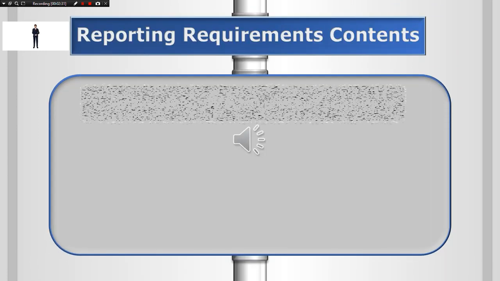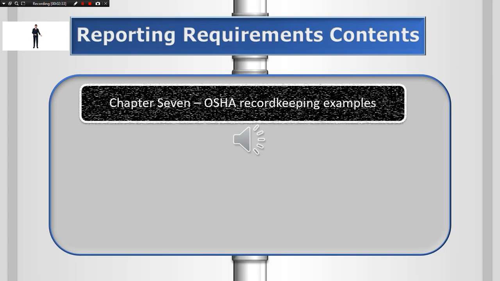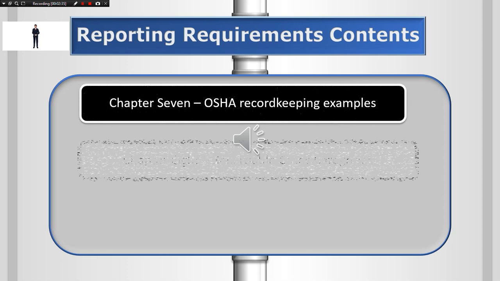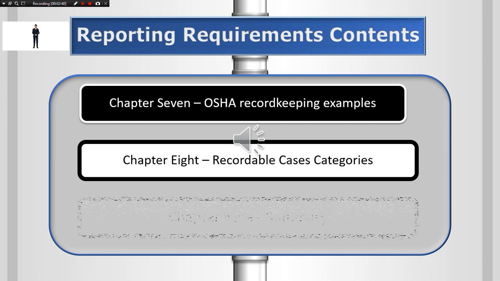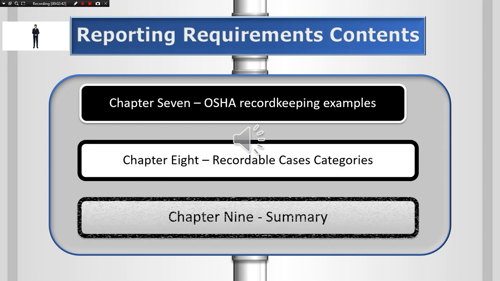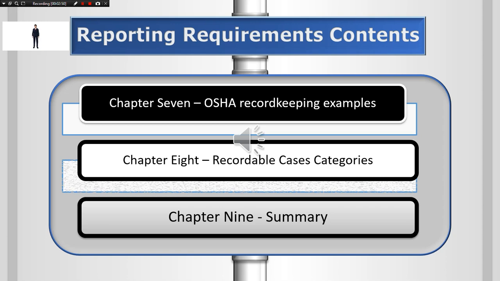Okay, it looks like we are on a hot streak of Hollywood blockbuster premiere movies with the topics we have listed so far, so let's keep going with the topics in today's discussion. Chapter 7, OSHA Record Keeping Examples. Chapter 8, Recordable Cases Categories. Chapter 9, Summary of the Presentation.